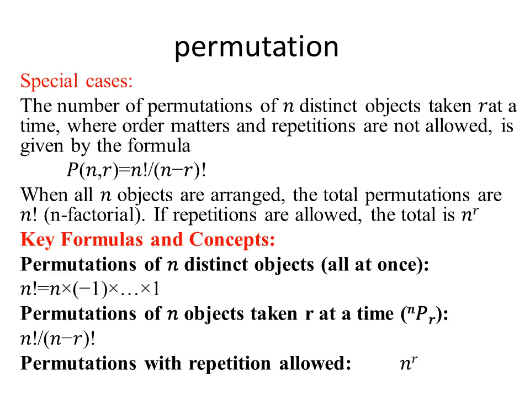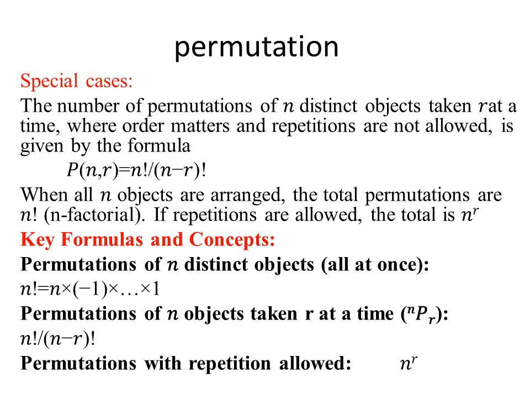Here we see the special cases. The number of permutations of n distinct objects taken r at a time, where order matters and repetitions are not allowed, is P(n, r) equal to n factorial over (n minus r) factorial. When all the n objects are arranged, the total permutations are n factorial. If repetitions are allowed, the total is n to the power of r.